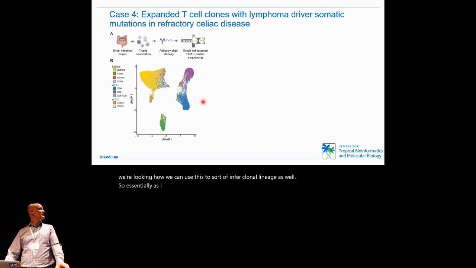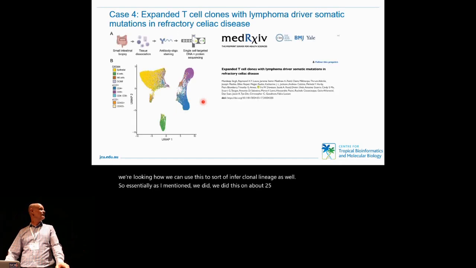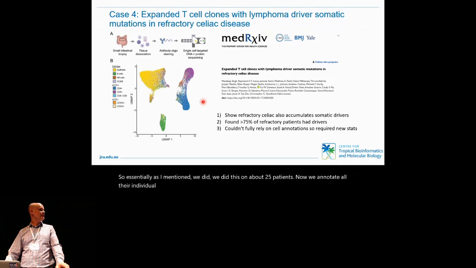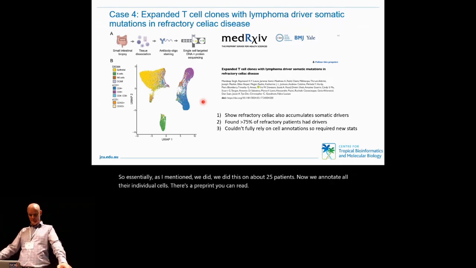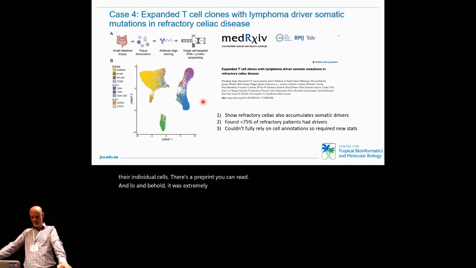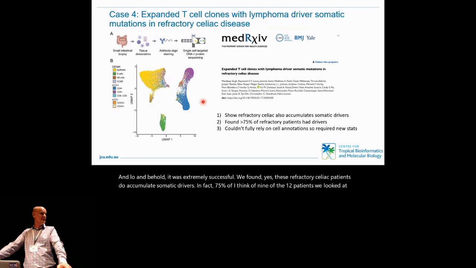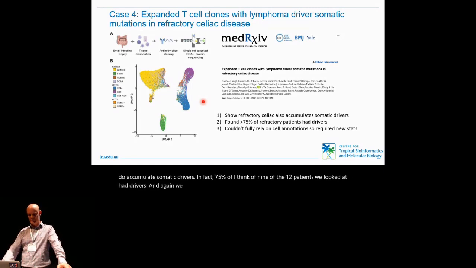So essentially, as I mentioned, we did this on about 25 patients now. We annotate all their individual cells. There's a preprint you can read. And lo and behold, it was extremely successful. We found, yes, these refractory celiac patients do accumulate somatic drivers. In fact, 75%, 9 of the 12 patients we looked at, had drivers. And again, we couldn't rely fully on the cell annotations.